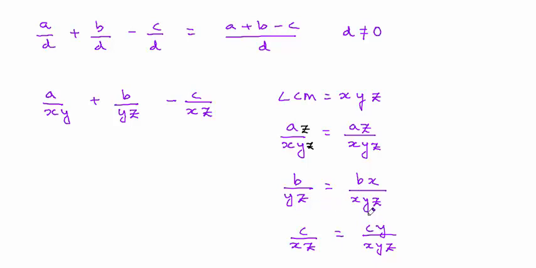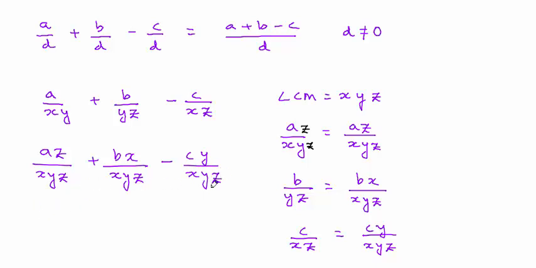Now we are going to replace each one of these fractions with their equivalent fractions with xyz on the denominator. The idea is to make them have the same denominator. So this is going to be az over xyz plus bx over xyz minus cy over xyz. All three of them are on the same denominator. Therefore, we can just add or subtract the numerators as we see the signs: az plus bx minus cy all over xyz.